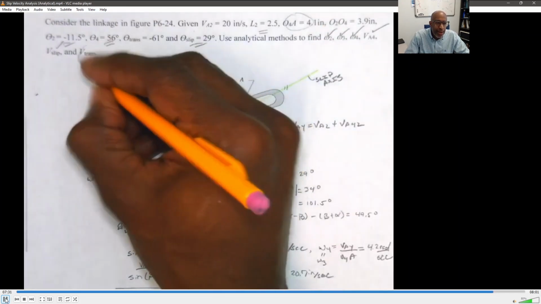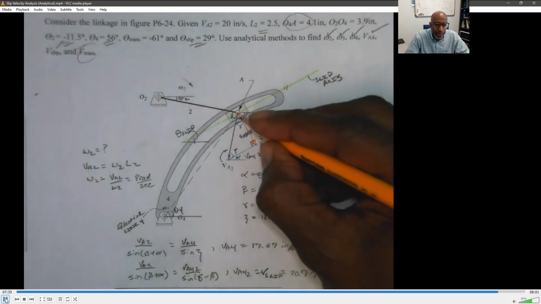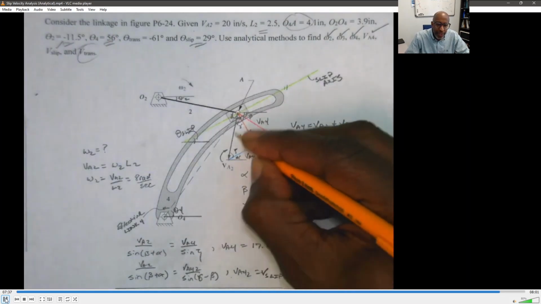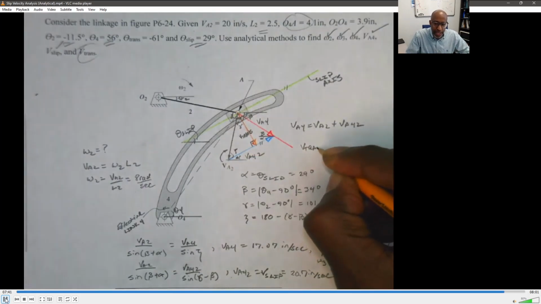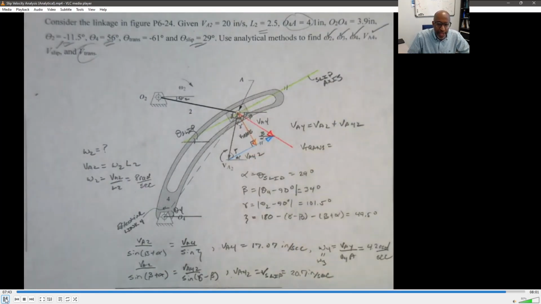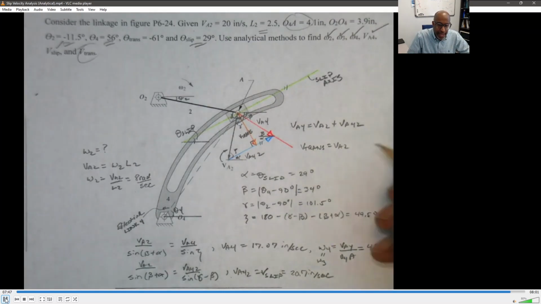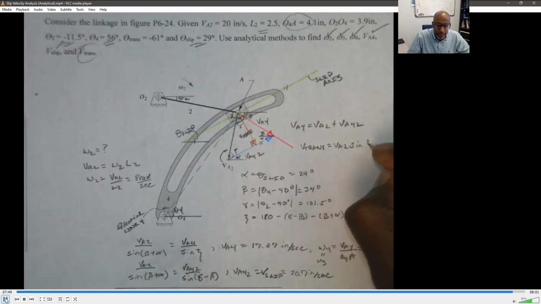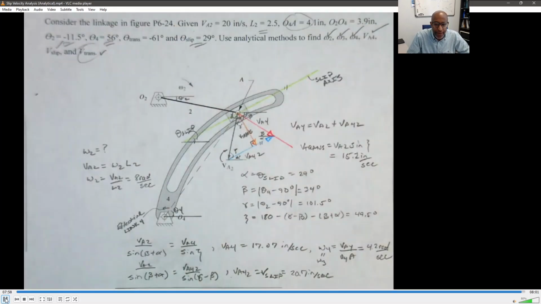Last but not least, our V-trans. V-trans is drawn for us here in brown. And we notice that it's part of a right triangle. So it makes it a little bit easier to determine. We don't need sine law. We just say that V-trans then is equal to VA2 times the sine of sigma. So we get 15.2 inches per second for our V-trans.